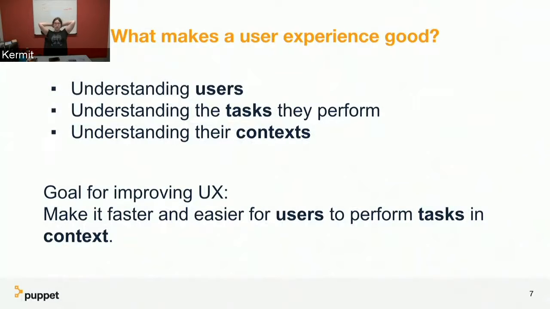So are they trying to peel 2 carrots at a campfire, or are they trying to peel 300 carrots in a gourmet kitchen? And the core goal of improving UX, so kind of the definition of "I improved this experience for a user," is making it faster and easier for whoever is using it to do whatever they need to do in the context they need to do it in.